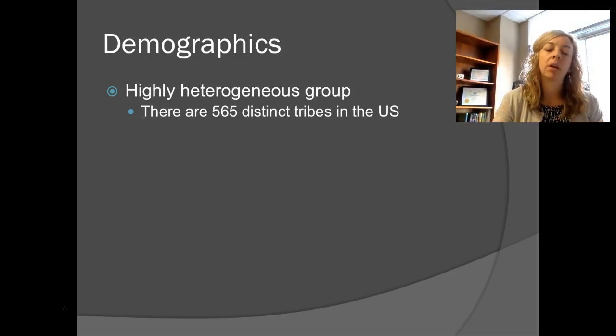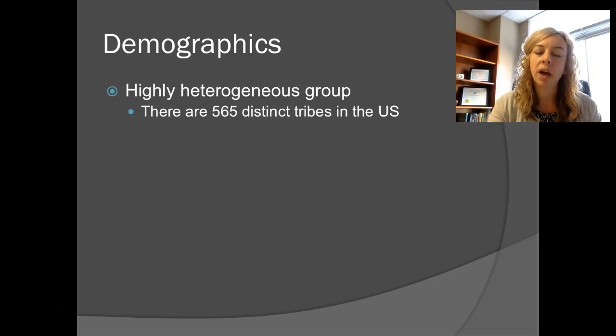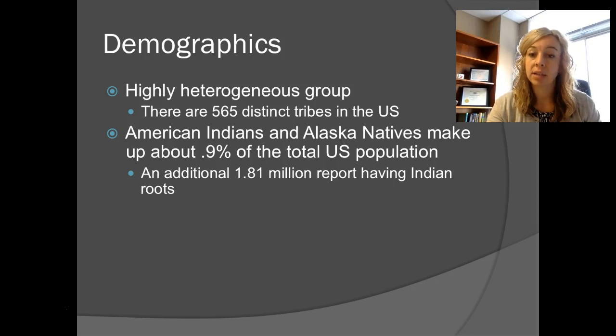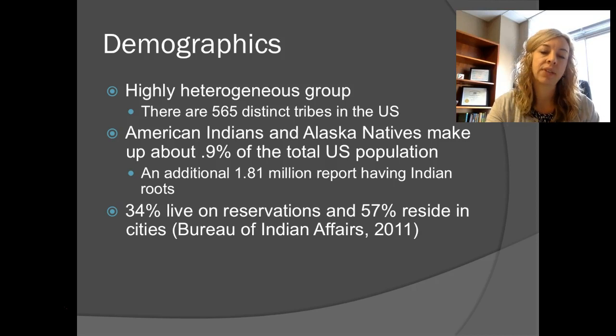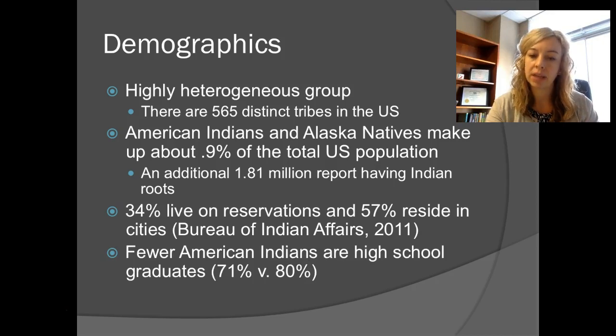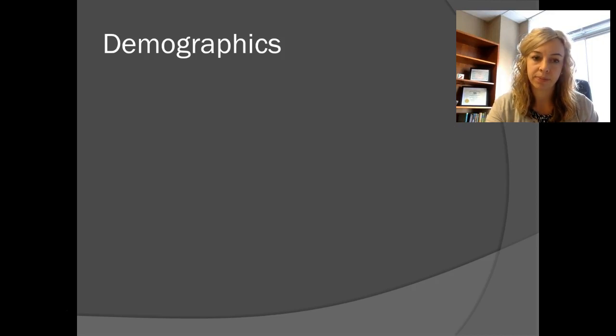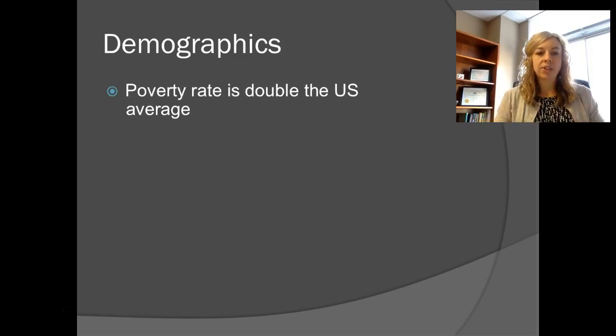So who are these people? When we talk about Indigenous people of the Americas or within the US, it's a highly heterogeneous group. There are 565 distinct tribes in the US. American Indians and Alaska Natives make up about 0.9%, so less than 1% of the total US population. And there's an additional 1.81 million reporting having Indian roots. 34% live on reservations, and 57% reside in cities. And fewer American Indians are high school graduates.